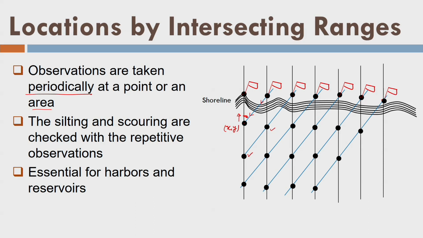So basically for the reservoirs where wind currents, or harbors which are very near to the port, right, where we expect there should not be any scouring, we generally follow this method in order to ensure that if any scouring or silting has happened, because that is going to affect the available draft of water at a certain period or at a certain point of time.